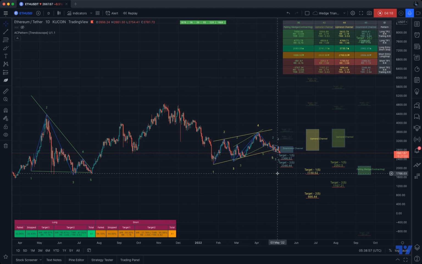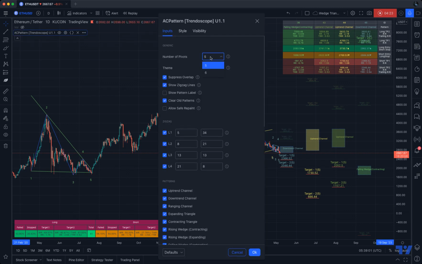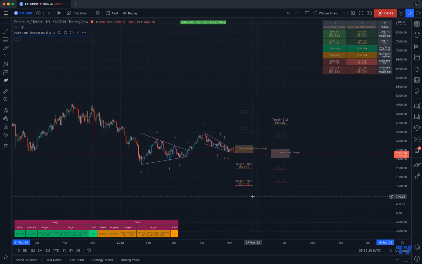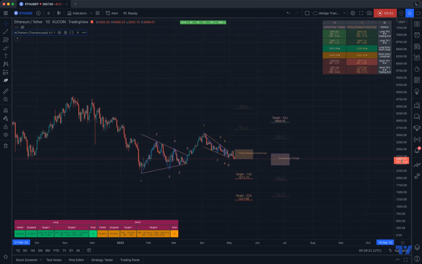And let's say you want more confirmation and you don't want to settle for just 5, so there's also an option for you to choose 6 pivots to identify a pattern. This means that you will see fewer patterns, but maybe they are clearer and more formidable patterns. So if I select 6, let's look at this. All these things are gone, and there are only 2 patterns here, right? These 2 patterns, you can see, have 1, 2, 3, 4, 5, 6 pivots each, but the rest of the things remain as is.